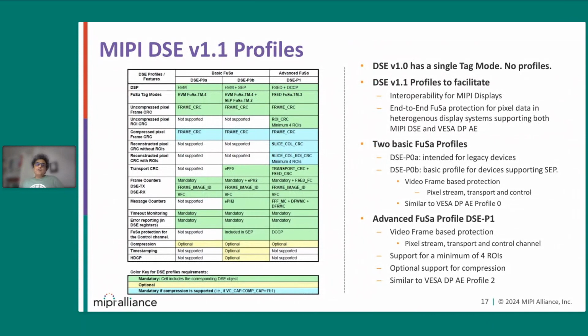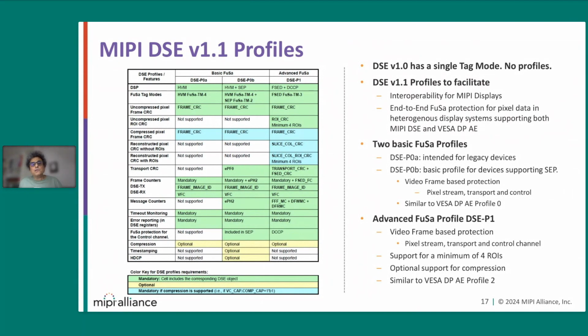In order to enable interoperability, we define multiple profiles for DSE 1.1 because we have multiple tag modes and different capabilities. So what we have done is, for example, in DSE 1.0, we have only one tag mode, so there was no need for profiles. But in DSE 1.1, we introduced this three-tag mode. So we have two basic functional safety profiles.